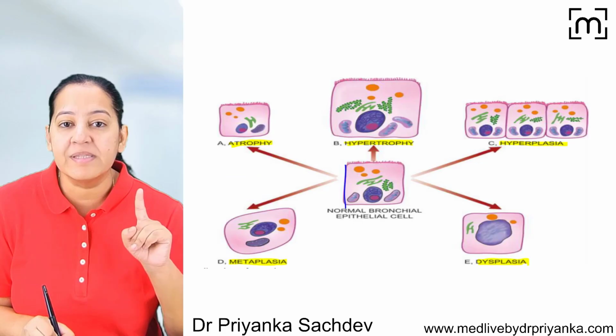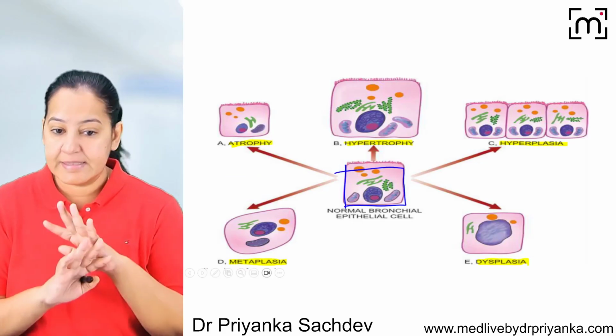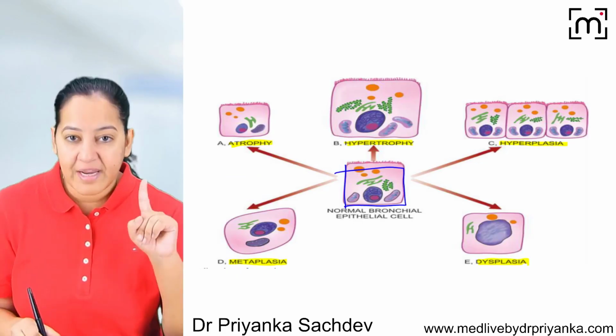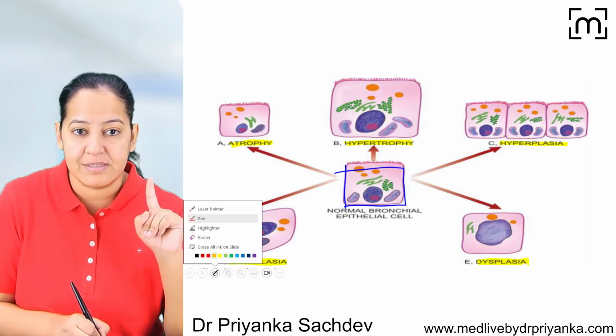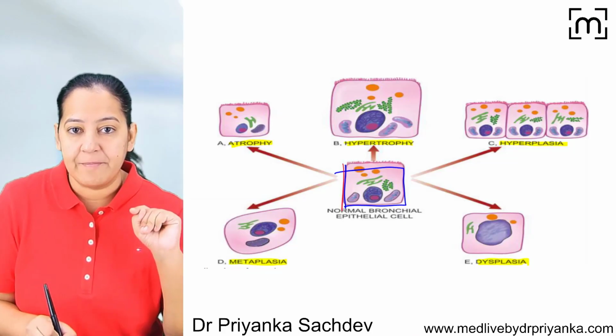See, this cell is a normal cell. Can you see this cell? This cell is the normal cell. Now, increase in size of the cell. Can you see this cell? Let me show you this cell. Just a second. This cell is a normal cell.